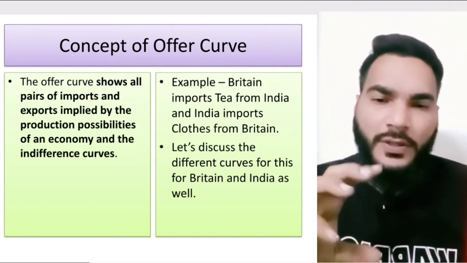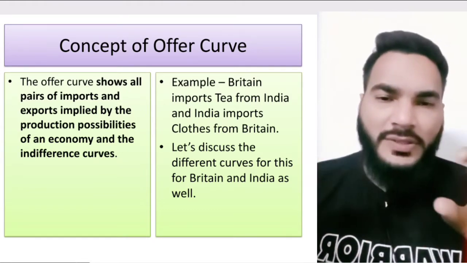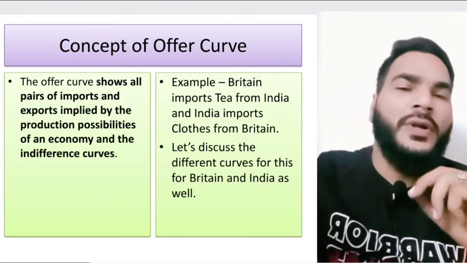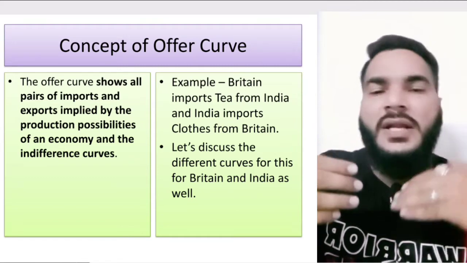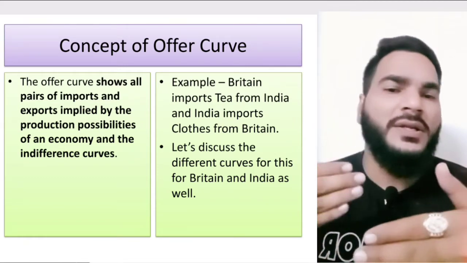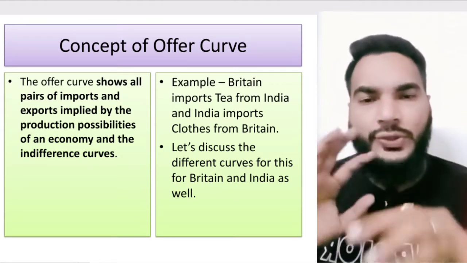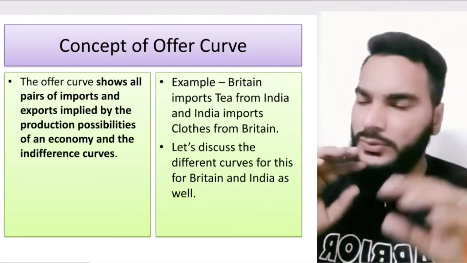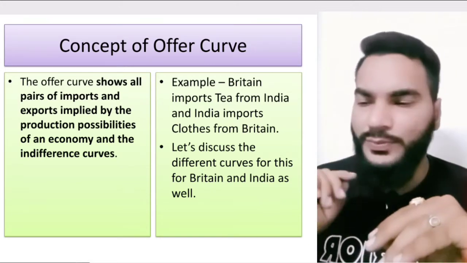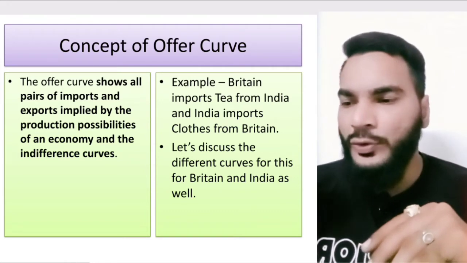Basically, for the offer curve, two products will be taken. If you are getting one product from one country and we are sending one product to that country, here both countries are sending and receiving one product, so that's a stable thing. When we see the offer curve, I will explain how it works. Example: Britain imports tea from India and India imports clothes from Britain.